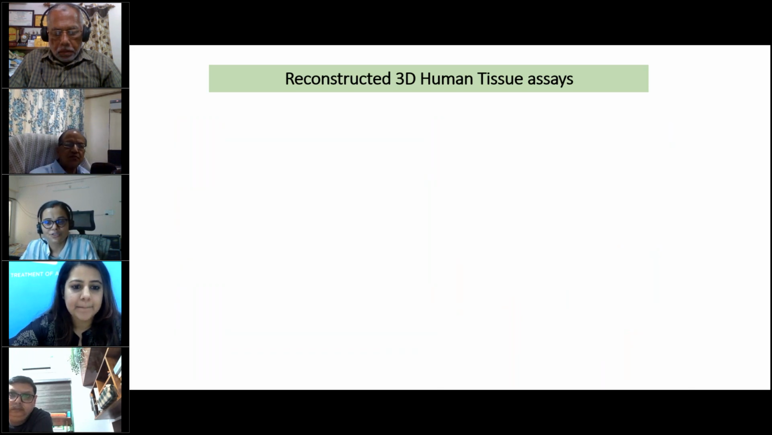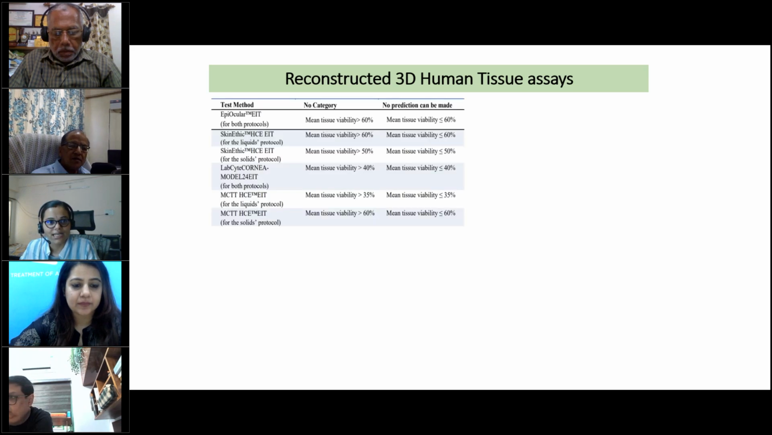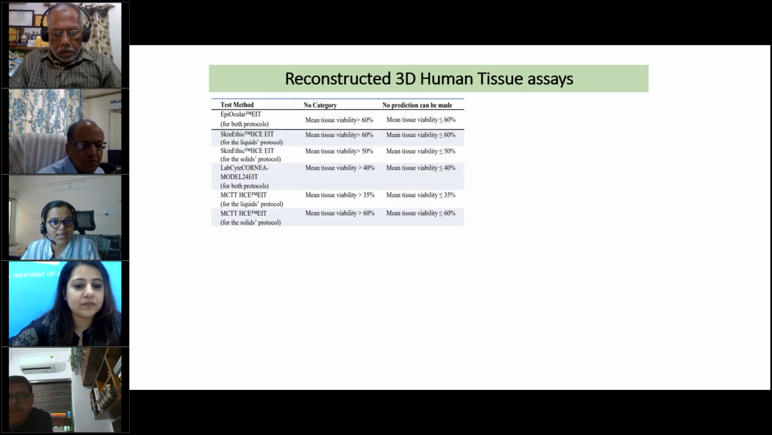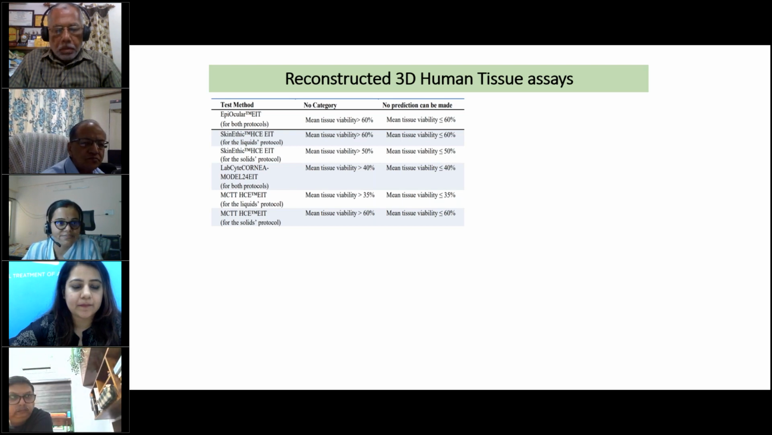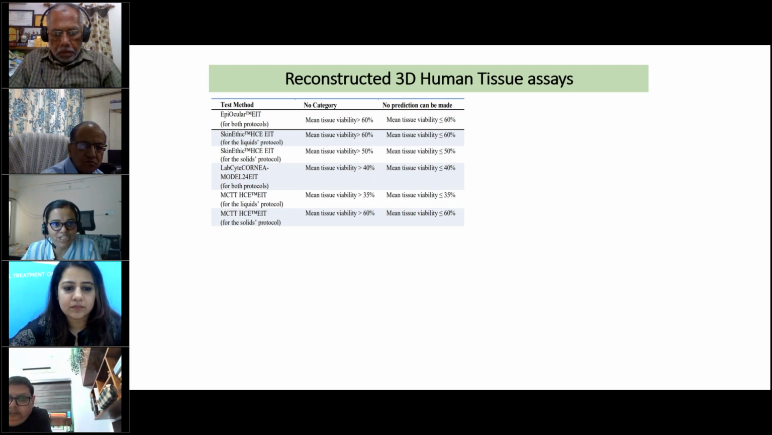Looking at the classification based on endpoint from RHCE models, when it comes to the no category classification, the mean tissue viability with the RHCE model should be greater than 60% for categorizing the chemicals as no category. And if it is less than 60%, no prediction can be made. The same applies with the SkinEthic model for the liquids protocol. And for the SkinEthic model for solids, the mean viability should be greater than 50%. And for the LabCyte CORNEA-MODEL, it is greater than 40%, and less than that is no prediction.